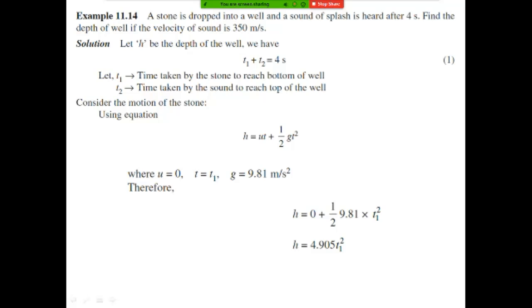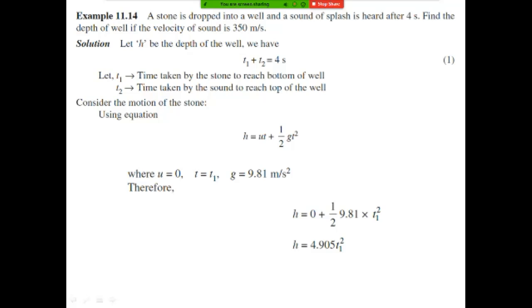Okay, let h be the depth of the well. That is the only thing we have to find. Depth I will keep as h. The stone will hit the floor of the well and the sound will come back to you. For that, what is the time taken? 4 seconds is taken. So T1 is the stone's travelling time and T2 is the sound's travelling time. Both together will be equal to 4 seconds.